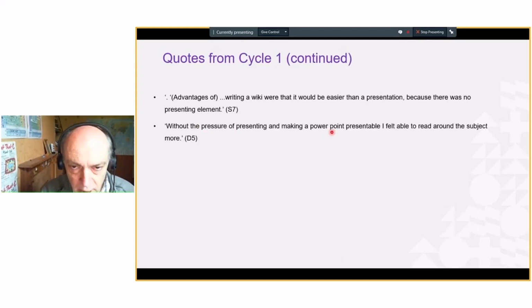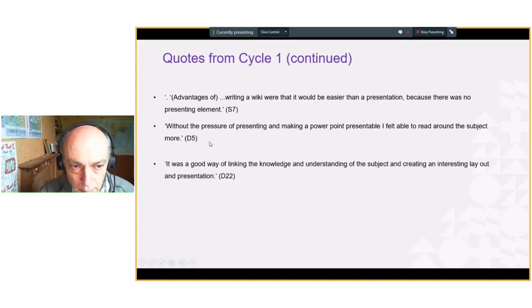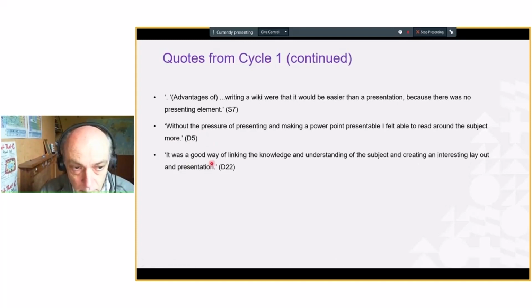Without the pressure of presenting and making a PowerPoint presentable, I felt able to read around the subject more. Okay, so that was a deep learner. Wikis were a good way of linking knowledge and understanding of the subject and creating an interesting layout and presentation.